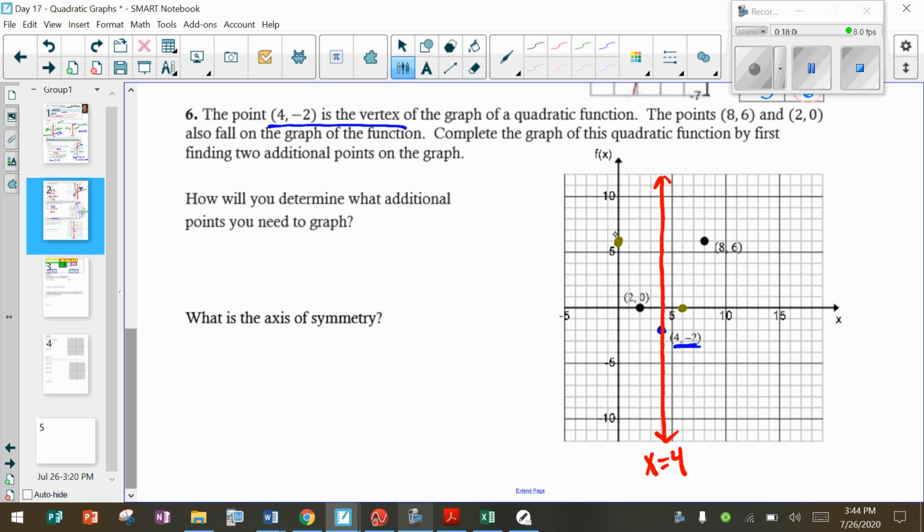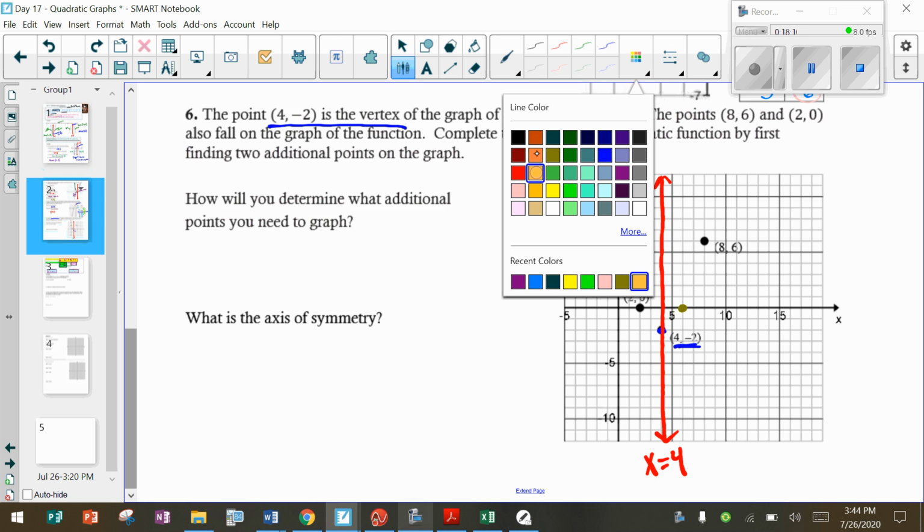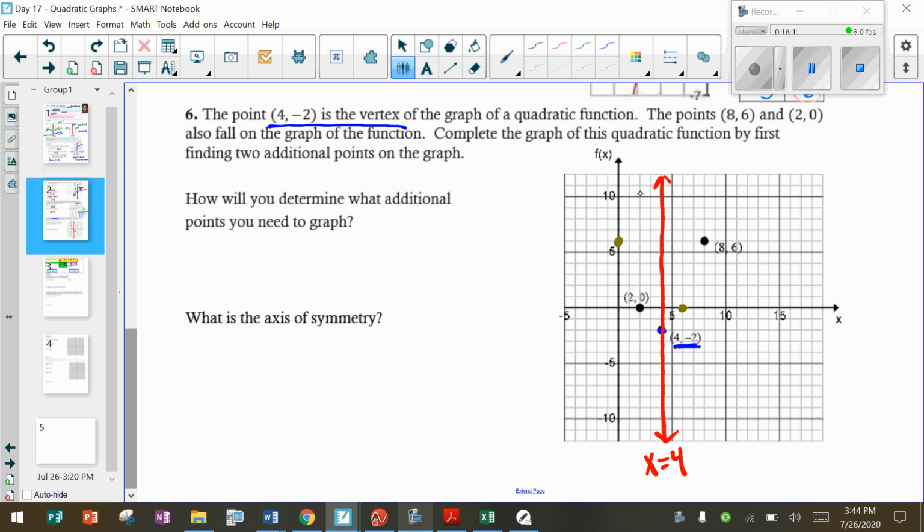Now we have a bunch more points that we can connect and get a general idea of what this graph should look like. So I know it's supposed to be a U shape. I'll start from my vertex and curve it up to the side this way, same thing over here, and there's our parabola. Our axis of symmetry, again, uses an x equals, and it's the same number as the vertex. So it's the same x value as the vertex, so our equation is x equals 4.